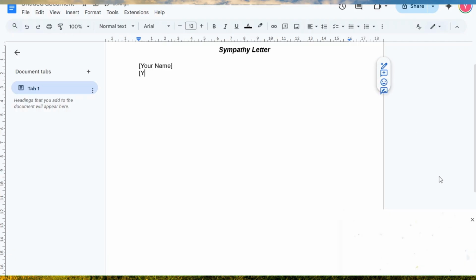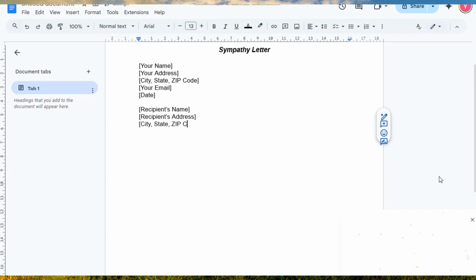You will begin your letter by including your name, address, email, and the date at the top. Below that, you will add the recipient's name and address. The subject line, "My deepest condolences," will clearly state the purpose of your letter. You will then address the recipient by name in a respectful and compassionate manner.